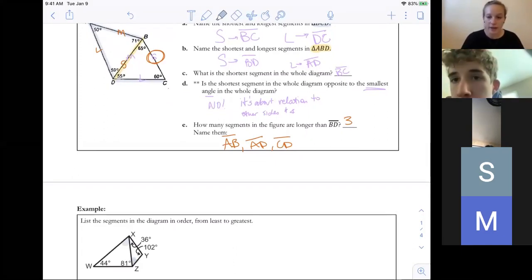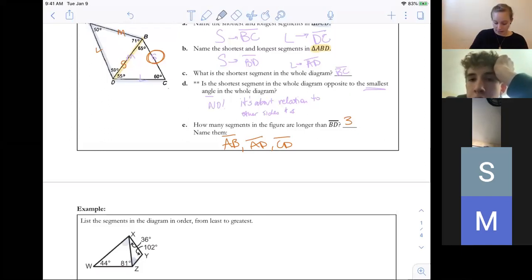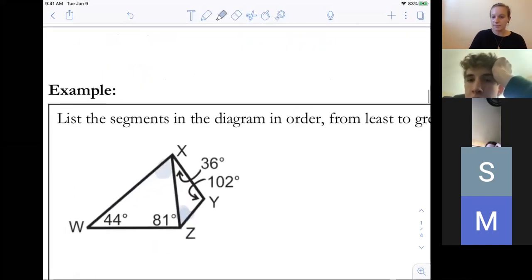So take a minute, find those angles. Which question are we on? We're on the next page. I want you to find the angles, the blue ones right there.